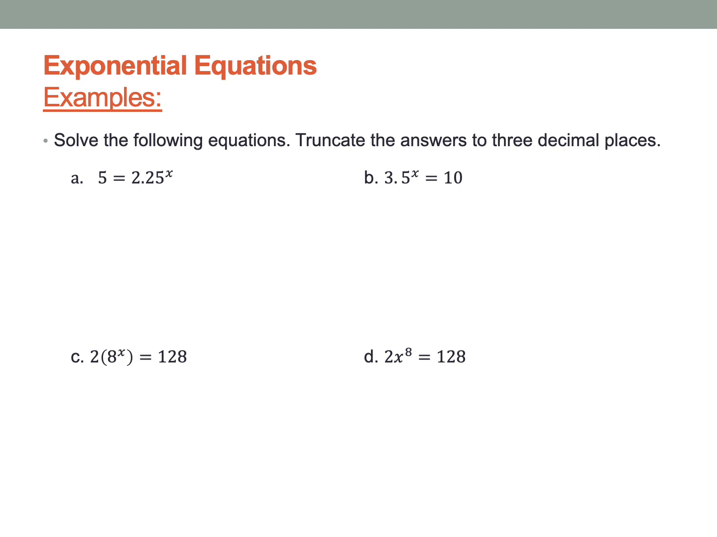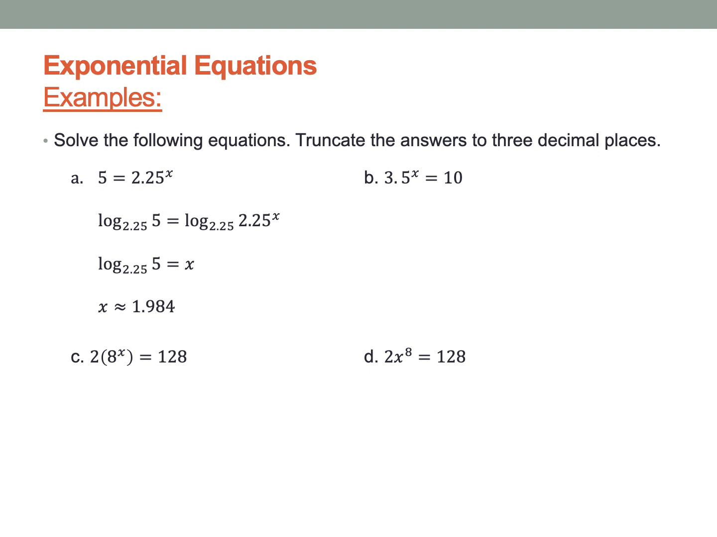So since the base of the exponent is 2.25 in problem A, you're going to take the log base 2.25 of both sides, right? You get this. And then the right side just becomes x. And then you just plug the left side in your calculator, and you get 1.984.